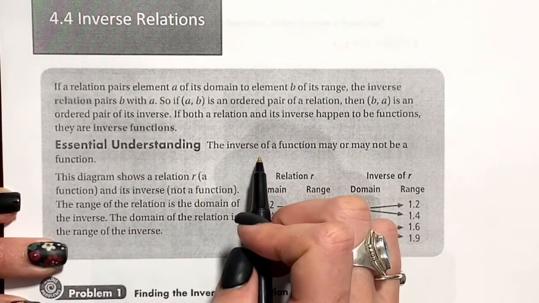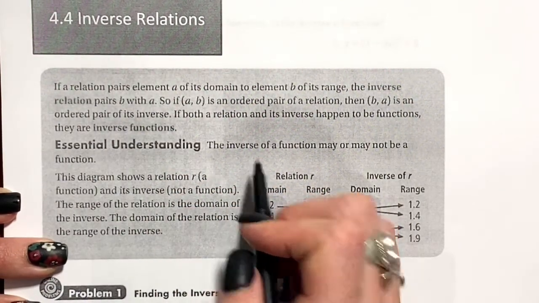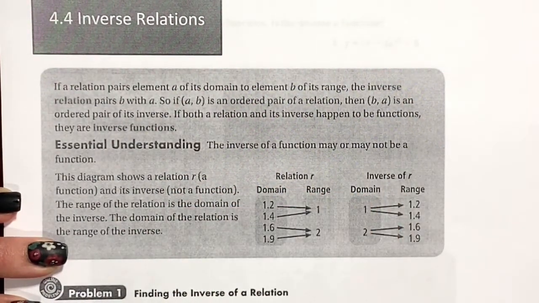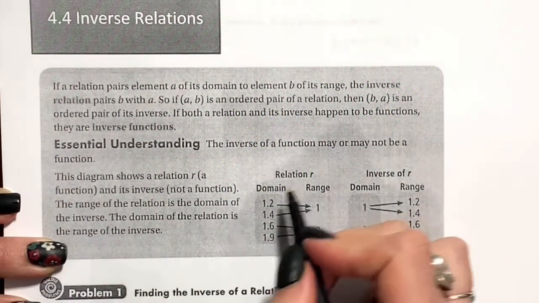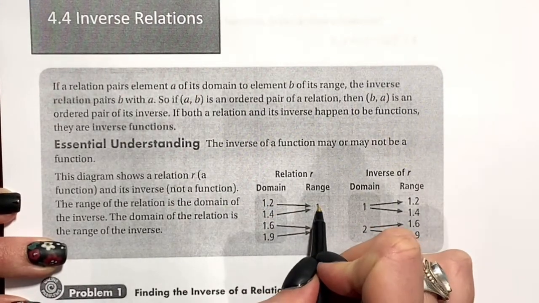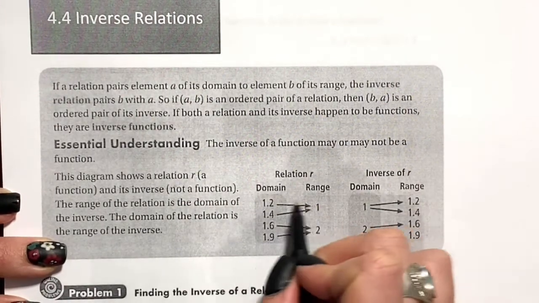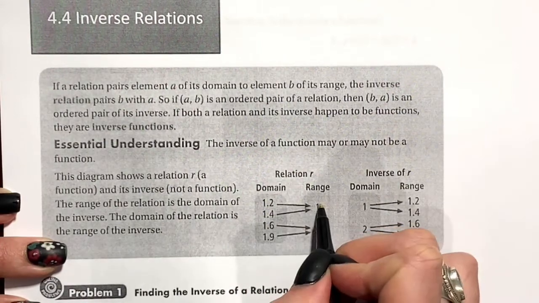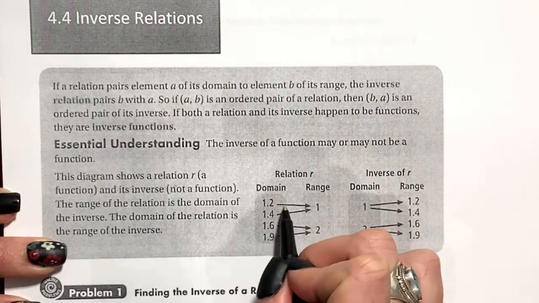So the inverse of a function may or may not be a function. Let's actually just remember what it means to be a function before we keep talking about it. A function is a very specific definition. What it says is that for each x value that you have, it only goes to one y value. You might remember making these mapping diagrams in middle school where you would draw the little arrows.